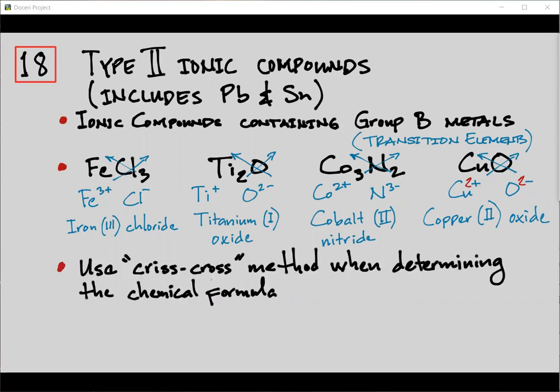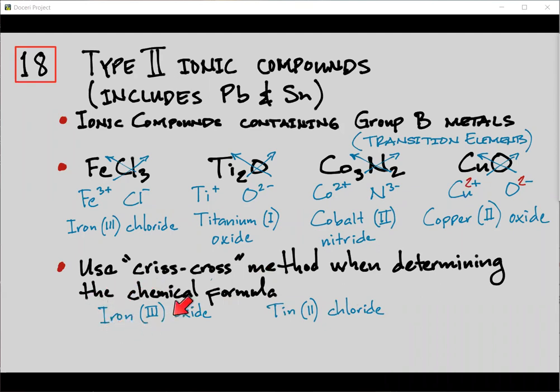All right. What if you were given the chemical name and you would have to come up with the chemical formula? How would you do that? Well, we can use the crisscross method here. So we have two examples. We have iron(III) oxide here and tin(II) chloride.